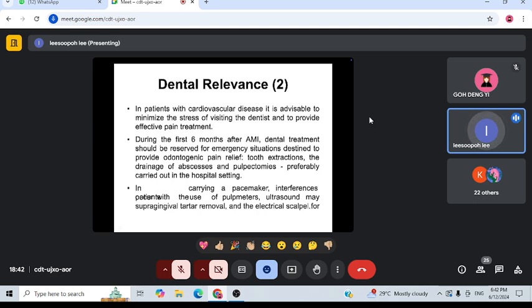Okay, I think there are some rules. Immediately after an acute heart attack, if possible, try to delay dental treatment, because you do not want to add risk, especially with sedation. Sedation or injection of the sedation can potentially harm the patient as well.